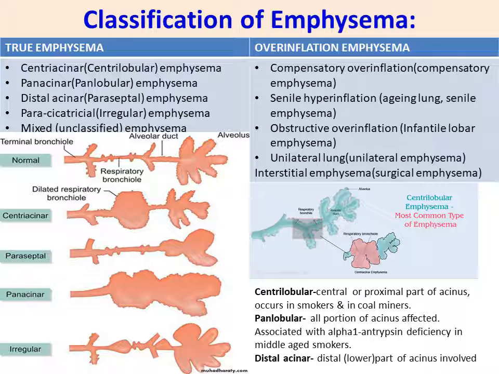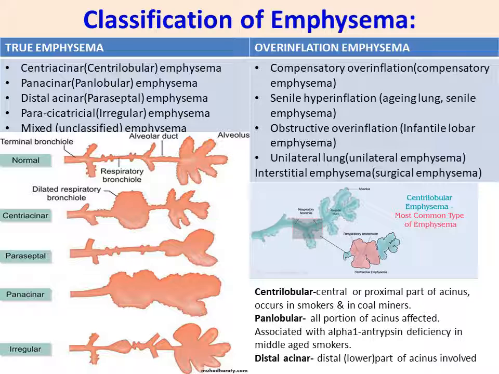So first one, centriacinar emphysema. These all affect the acinus. The acinus is the space in the lungs containing the alveoli. In centrilobular emphysema, the central or proximal part of the acinus is affected.